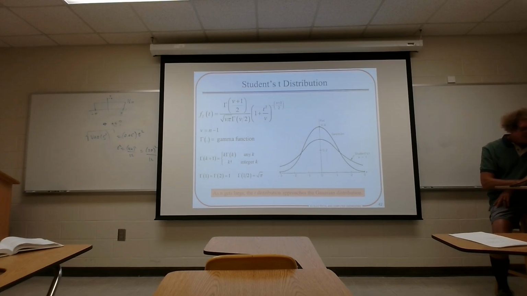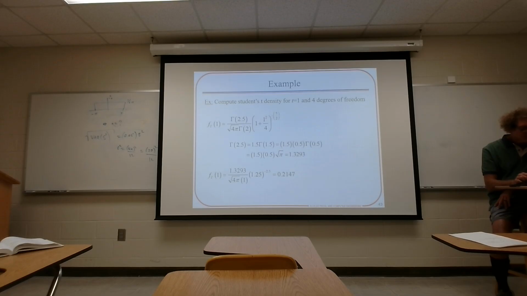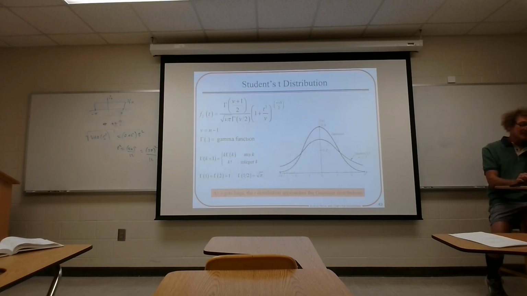I don't know if he even says this, but v, or n, is the degrees of freedom of this distribution. And he says this is a recursive relationship for the gamma function. Don't worry, I'm not going to ask you to calculate these things. He wants you to simply calculate that crazy distribution for a value of 1 with 4 degrees of freedom.